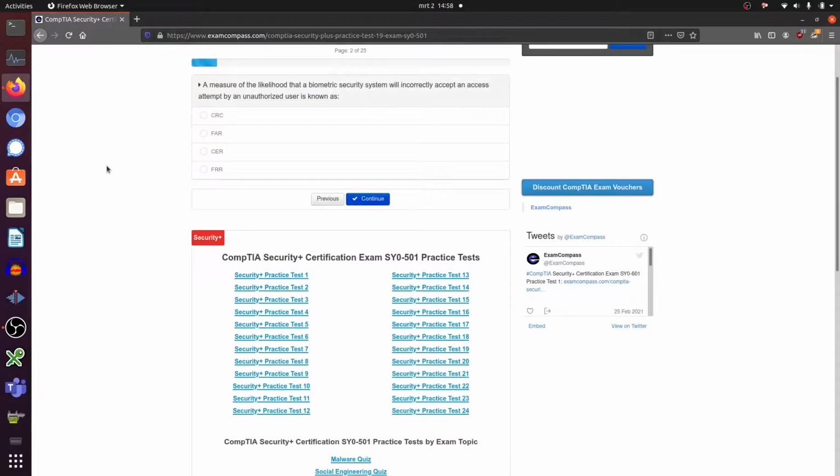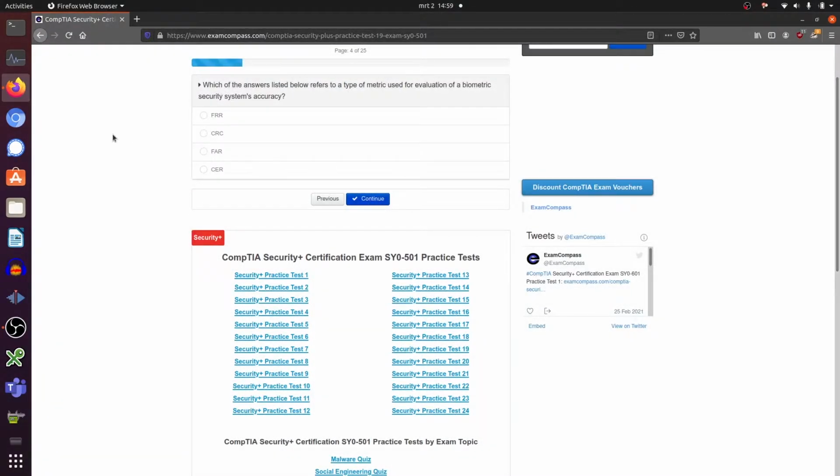A measure of the likelihood that a biometric security system will incorrectly accept an access attempt by an unauthorized user is known as FAR. A measure of the likelihood that a biometric security system will incorrectly reject an access attempt by an authorized user is referred to as FRR.